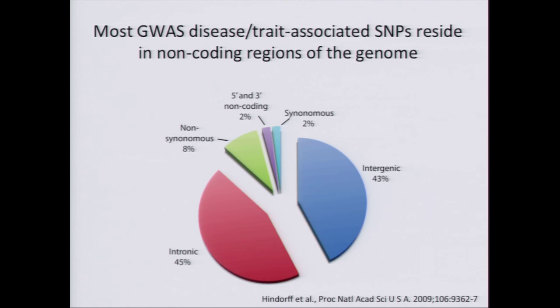And collectively, these observations are consistent with the observation that most GWAS hits associated with SNPs reside in non-coding regions of the genome. And so this implies that at least some of the natural genetic variation that we observe that's associated with these differences in traits has to do with the impact on transcription.